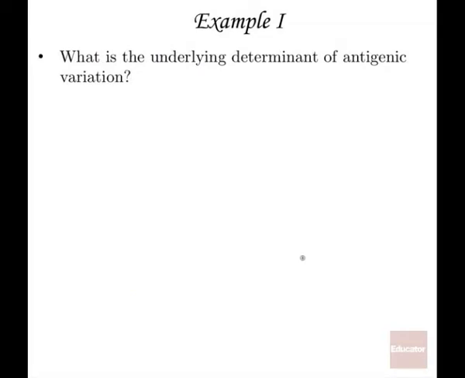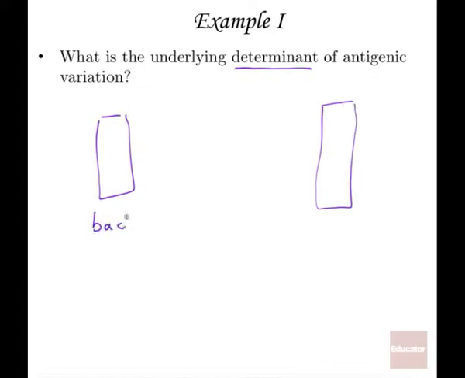So the first question is, what is the underlying determinant of antigenic variation? Now this is a very important part because we have two systems here. We have the bacterial system and then we have the human host. Well, in general, what is the mechanism by which we can change the structure of a bacteria?